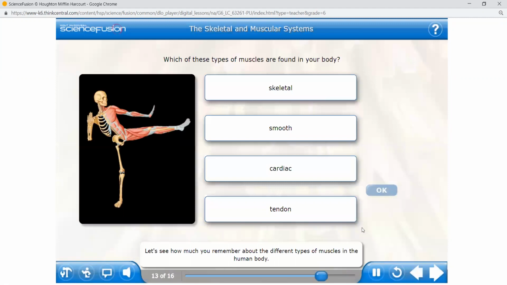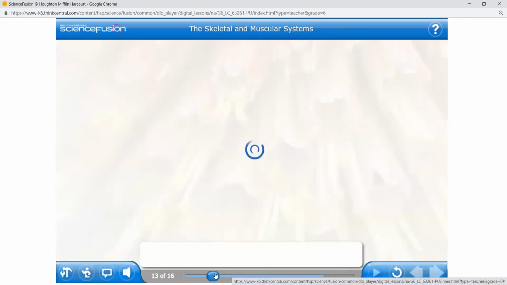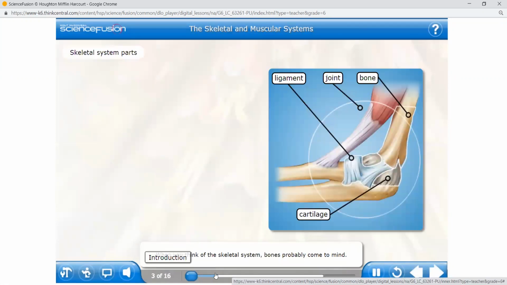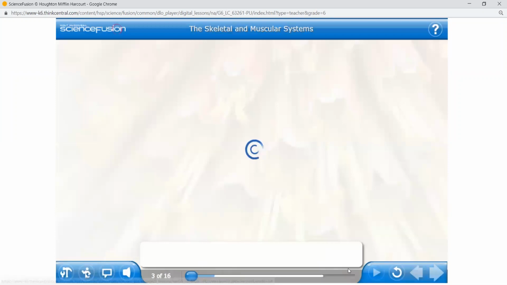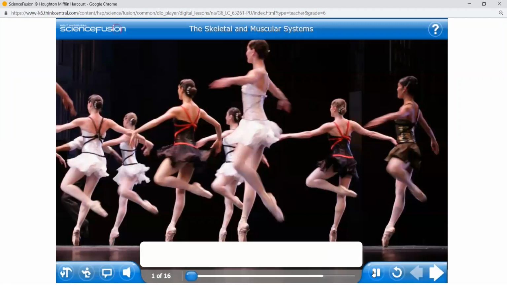Let's see how much you remember about the different types of muscles in the human body. Did you see the video yesterday, girls? No. It's very interesting. You can see more clear pictures and understand. Listen to it very carefully, please, guys.